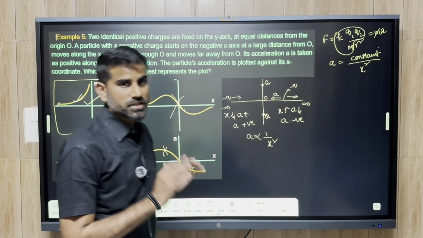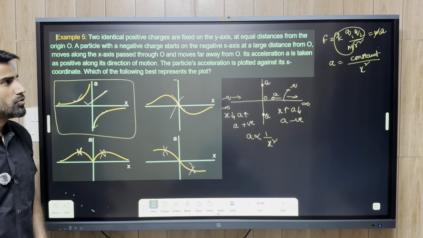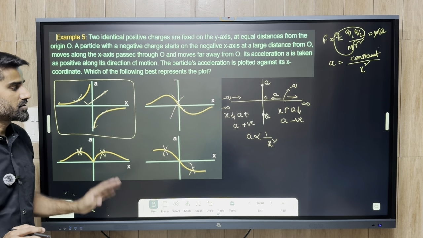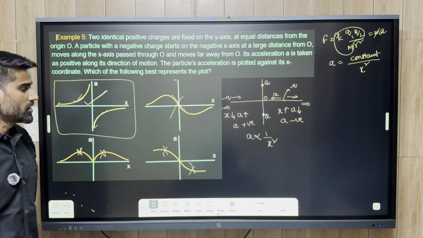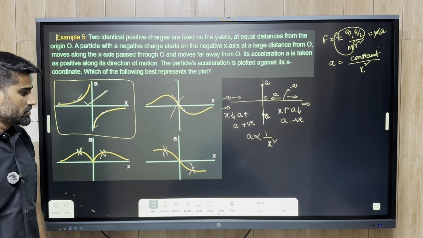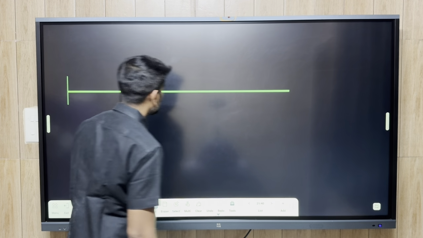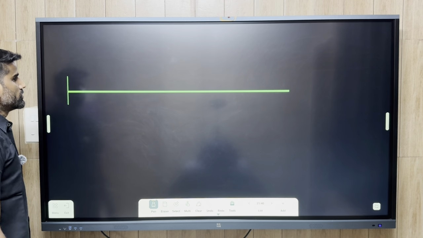That is the correct answer. I hope this logical explanation using our Coulomb's law equation is clear to you. I hope the entire explanation, entire solution, entire steps are understandable. So yes, let's move on to the next example.